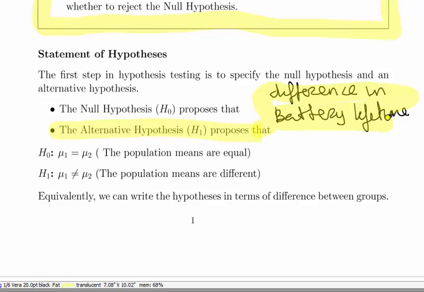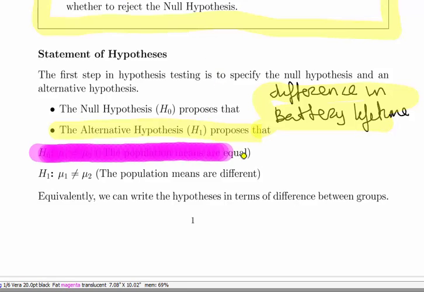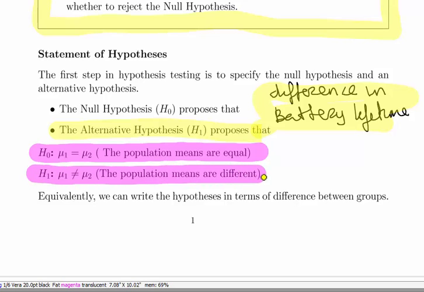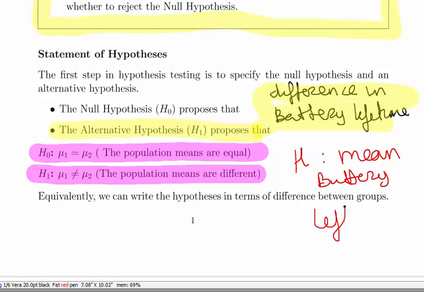Now that's actually the question we're being asked. We're not asked if one has a longer lifespan compared to the other. We're just asking, are they the same or are they different? So the population means are equal to each other, or they're not equal to each other. That's how we would state that mathematically. Here, mu is the mean battery lifetime for both batteries.